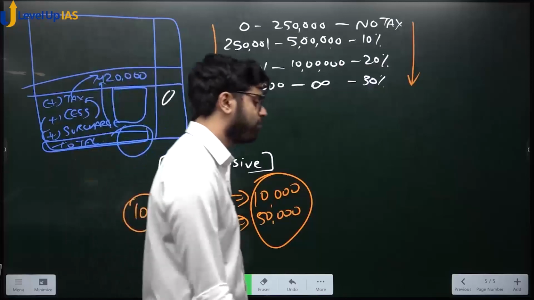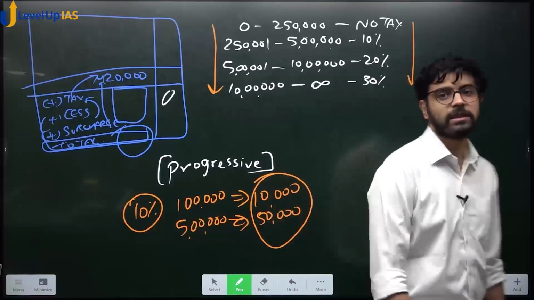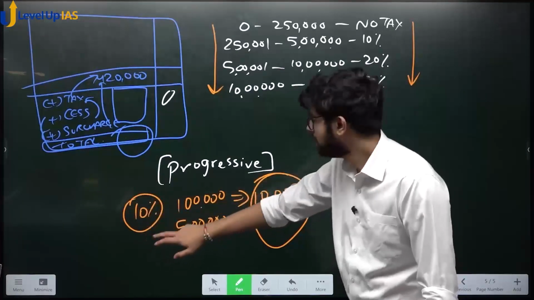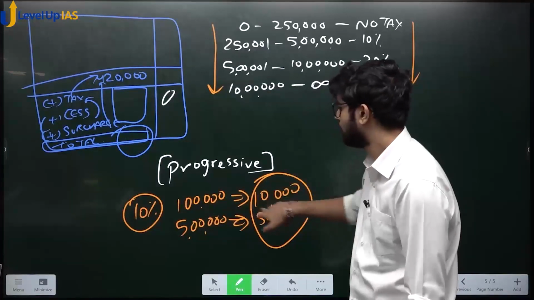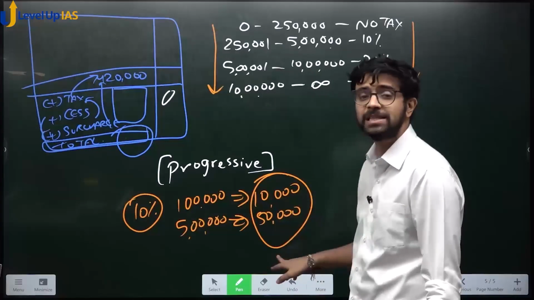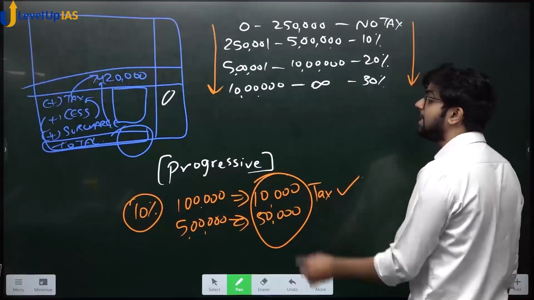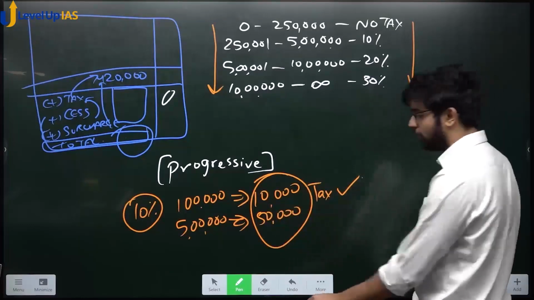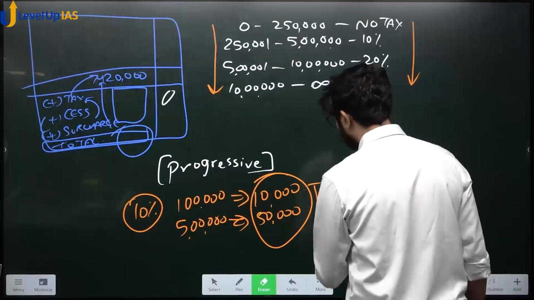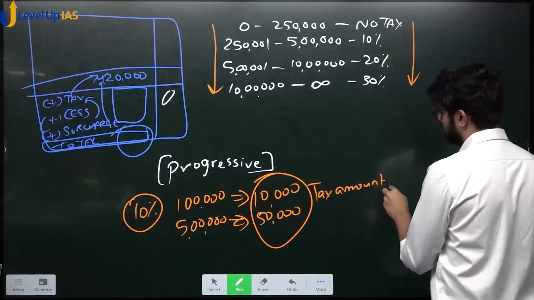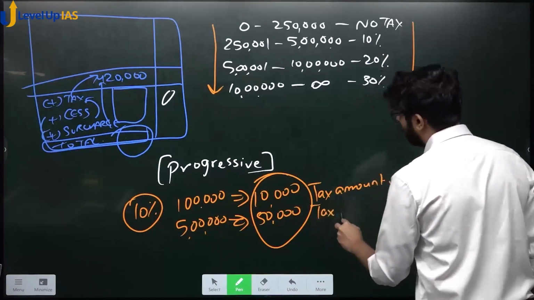Are you getting this? What I'm saying? When you have 10% flat tax, this is flat 10%. When you earn 1 lakh, 10,000 rupees. When you earn 5 lakh, 50,000 rupees. Is the tax increasing? Is the tax collection increasing? Yes. Is the tax rate increasing? No. So your tax amount is increasing, but your tax rate is not increasing.